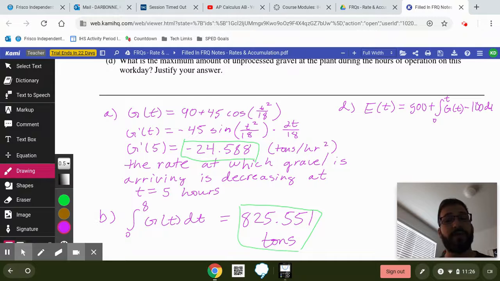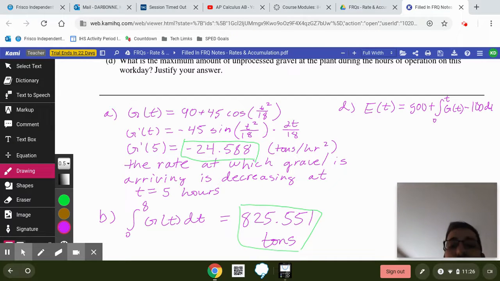So what do we need to do? We need to differentiate our function. So E prime of t will be equal to, that 500 is going to go away, and then the derivative of the integral is just the function that we have inside. So g of t minus 100. I'm going to take that function and set it equal to 0.